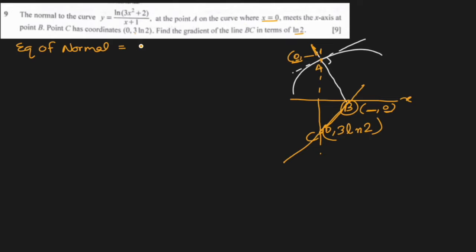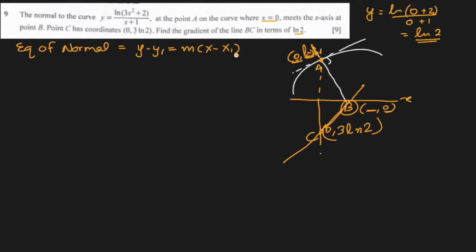The equation of the normal or any line is y minus y1 equal to m(x minus x1). So I told you we don't know the y here. Since A is on the curve, we can find the y coordinate by putting this 0 in the equation of the curve, which is natural log of (3 times 0 squared plus 2 over 0 plus 1). That means ln 2. That is the y coordinate here.